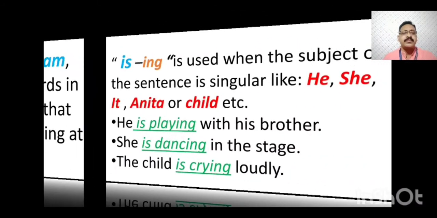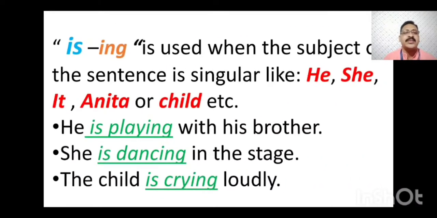Now let's see where to use is. Is with ing is used when the subject of the sentence is singular, like he, she, it, Anita or child, etc. When we see that the subject is singular, like if it is a pronoun he, she, it, if it is a noun Anita or child, this type of noun which is singular in nature, we generally use is along with them, because we know is is used where the subject is singular.